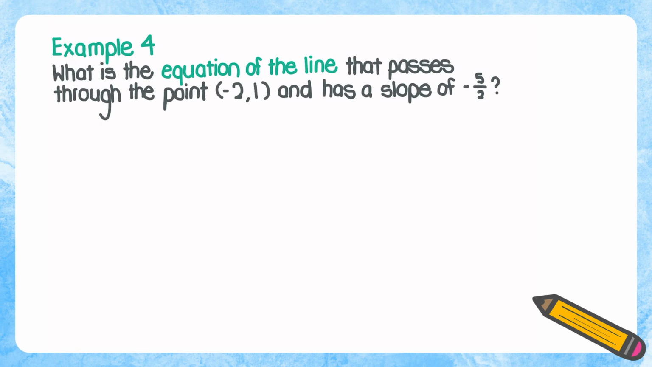So what is the equation of the line that passes through the point negative 2, 1 and has a slope of negative 5 over 2? Don't get scared of negatives, but also remember to be careful when you see negative numbers. So the equation of the line in slope-intercept form is y equals mx plus b. You've probably heard me say this like 100 times now.